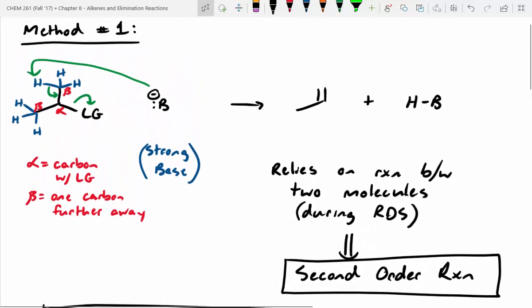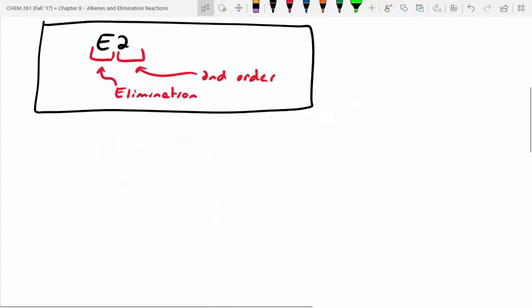If we go back up and we look at it, an E2 reaction must have a strong base. So anytime you see a strong base, you can think of E2. And it's got to have a leaving group on there, and it must have beta protons, right? So anytime you see all of those things lining up, it's a good sign that you've got an E2 reaction taking place. Okay, there's a second method. So let's take a look at that.